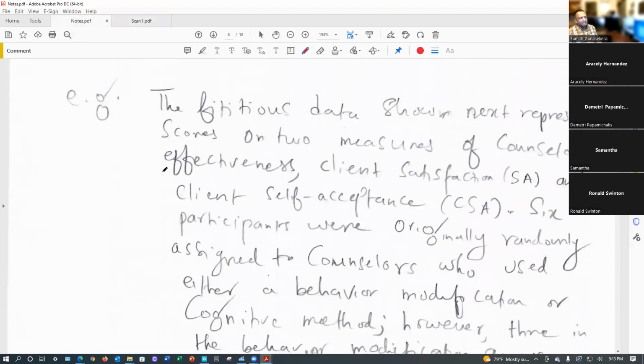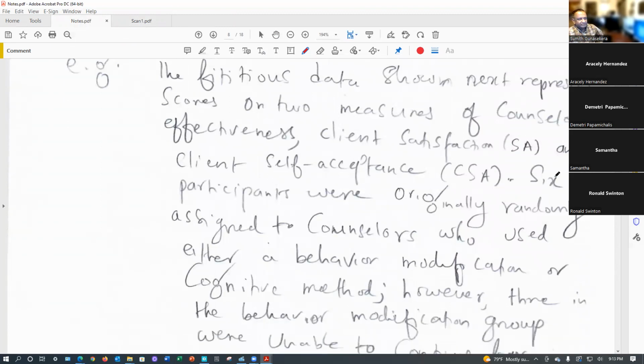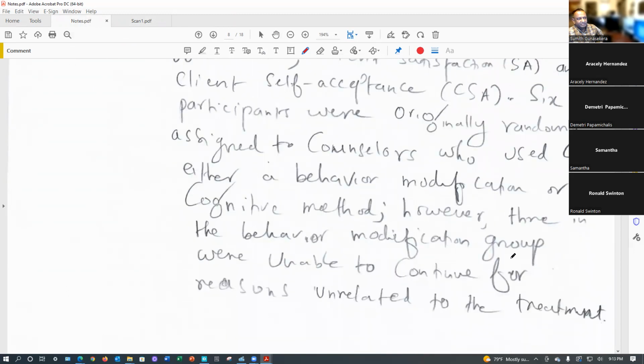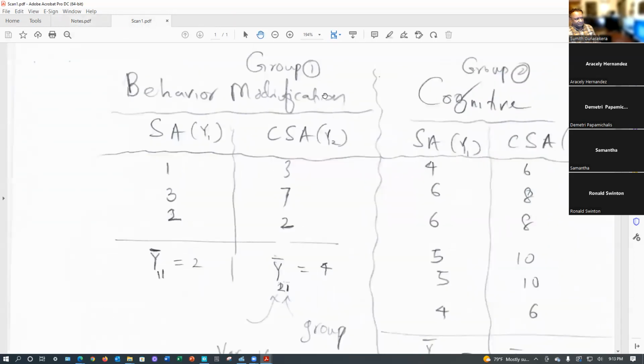See. The fictitious data shown on the next page represent the two measures of counselor effectiveness, client satisfaction, and client self-acceptance. Six participants were originally randomly assigned to counselors who used either behavior modification or cognitive method. There are two groups. See, one is the behavior modification, the other one is cognitive. But within each group, there are two variables that will be taken into account. That's what I'm trying to say.